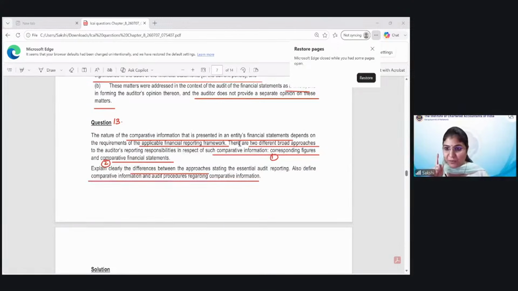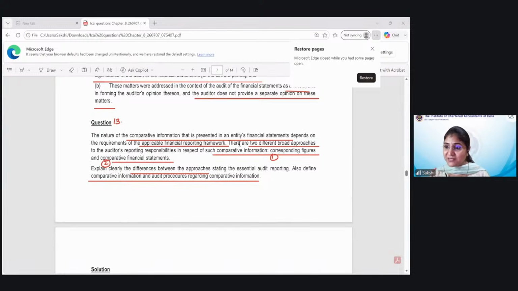It says number one, you differentiate between comparative information and corresponding. So what is comparative and what is corresponding? First you have to differentiate. Second question is specifically on comparative information.